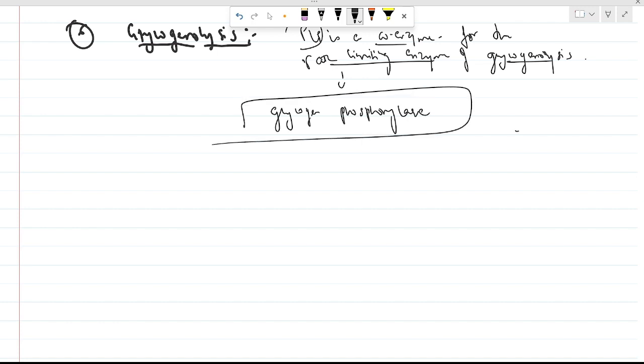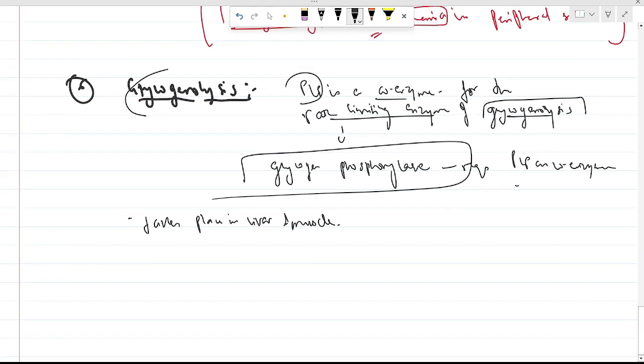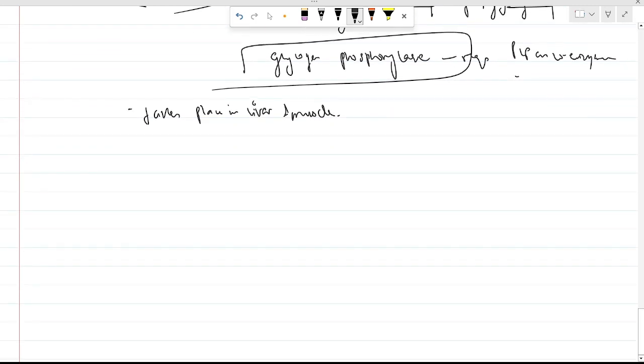Glycogen phosphorylase. This is the rate limiting enzyme of glycogenolysis. It requires PLP as coenzyme. This glycogenolysis takes place in liver and muscle. In this word we can see glycogenolysis. This lysis means breakdown of glycogen. So this breakdown of glycogen, as we know, the final product is glucose. Glucose is the form of energy that our body uses. This glycogenolysis takes place in liver and muscle.